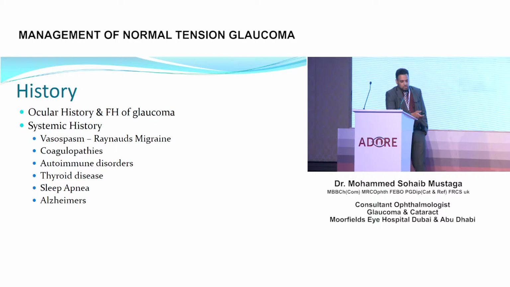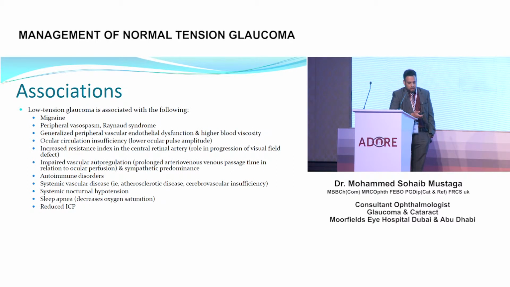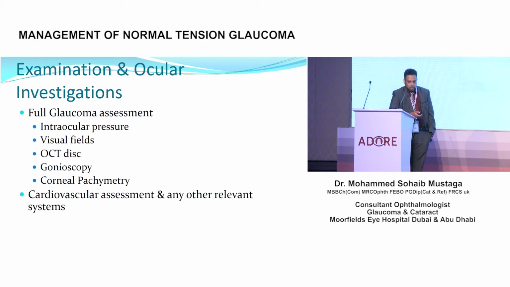So not just an ocular history, but a thorough systemic history of the patient, considering vasospasms, Raynaud's phenomenon, migraines, coagulopathies, autoimmune disorders, thyroid disease, sleep apnea, Alzheimer's. All of these conditions, these patients actually have a higher risk of normal tension glaucoma. And there are many others which allude to vascular endothelial dysfunction, higher blood viscosity, reduced ICP, systemic nocturnal hypertension.